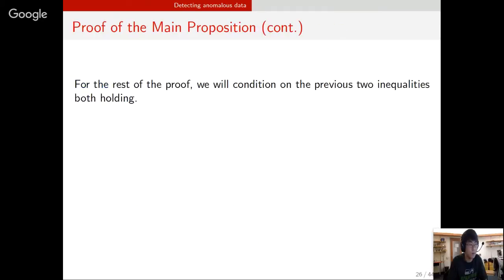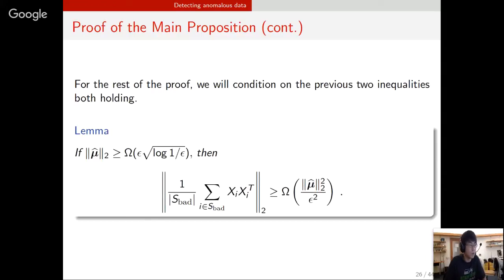Okay, thanks. All right, so for the rest of the proof, we will condition on the following two inequalities both holding, and we can do this just by union bounding over their failure probabilities. Okay, so now I will prove the following lemma.